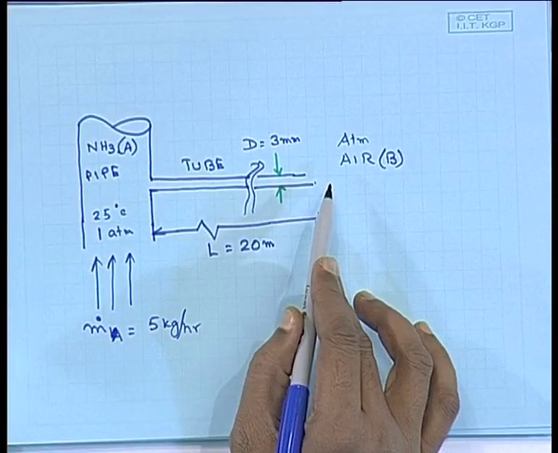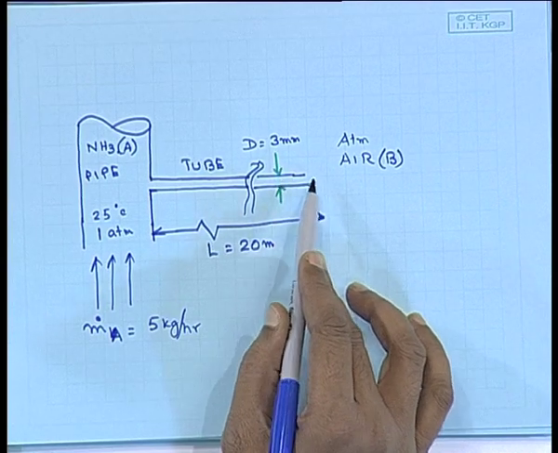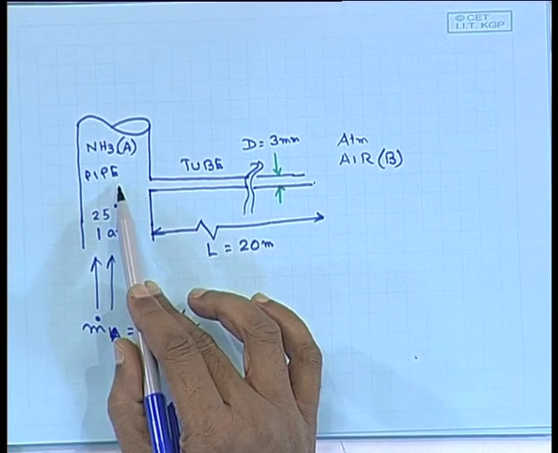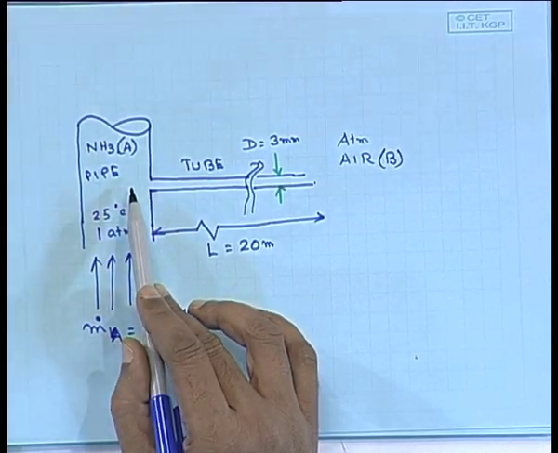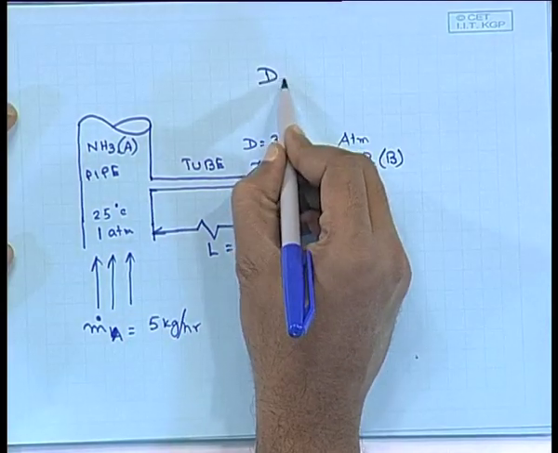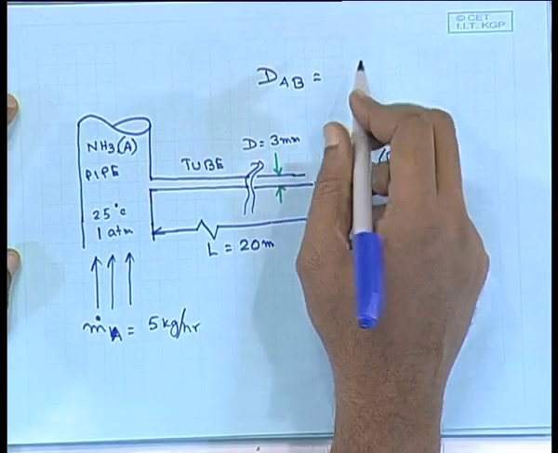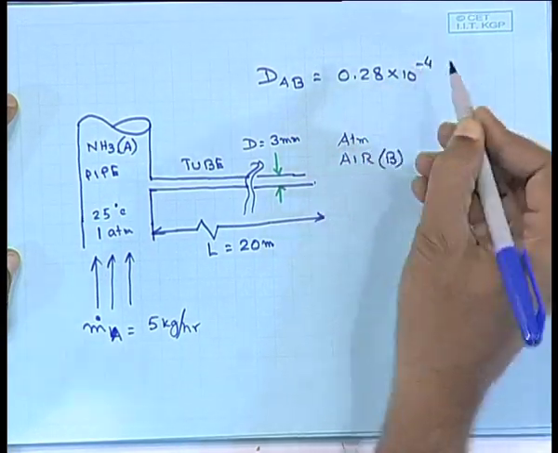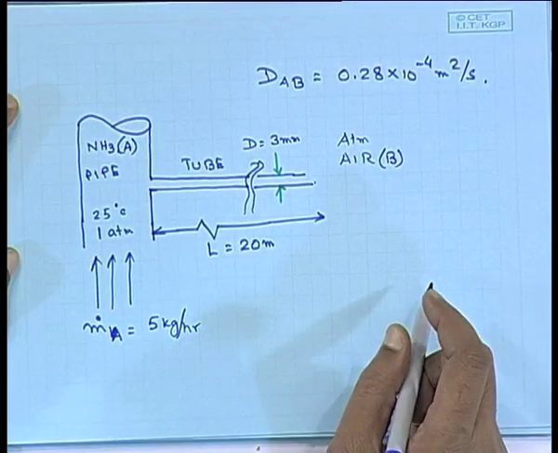So, if we are going to consider such a situation, since someone mentioned the word loss, we would like to find out how much loss of ammonia I am going to have if I provide a 3 millimeter diameter tube, and at the same time what is the contamination of air that I am going to have in my ammonia pipeline. The transport property DAB is given as 0.28 into 10 to the power minus 4 meter square per second.